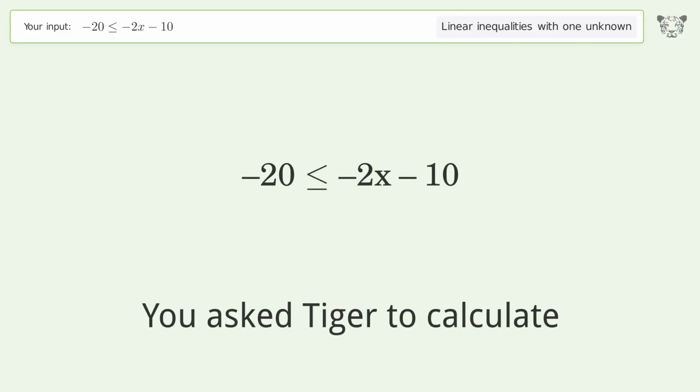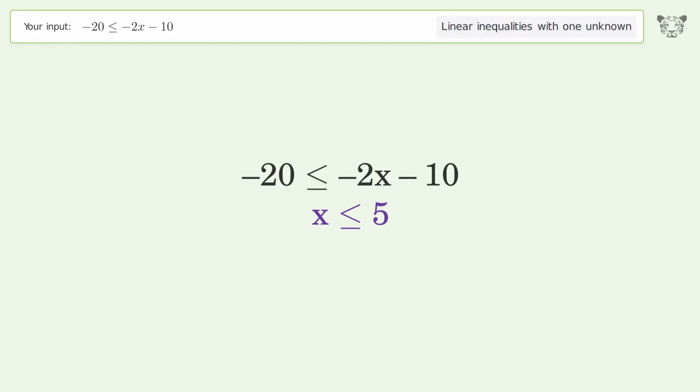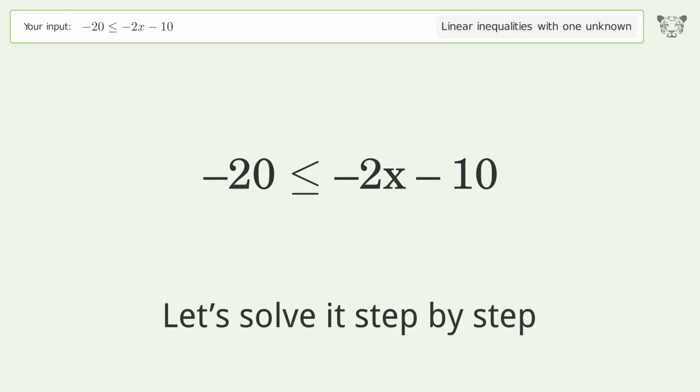You ask Tiger to calculate. This deals with linear inequalities with one unknown. The final result is x equal or smaller than 5. Let's solve it step by step.